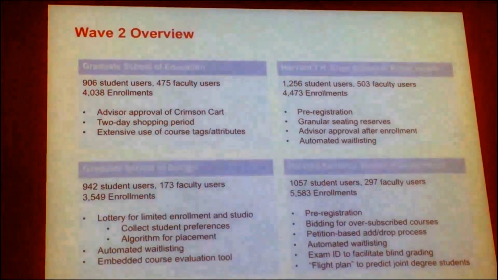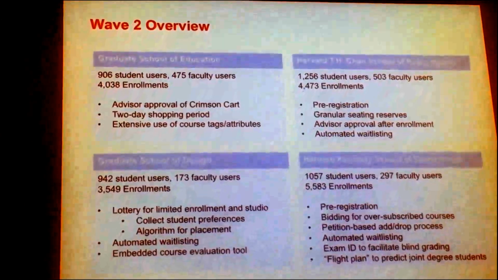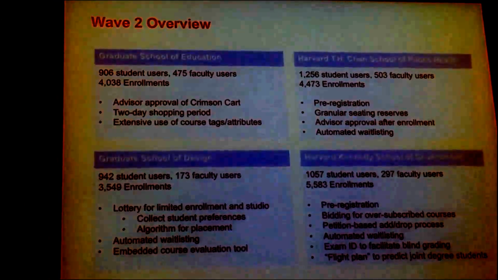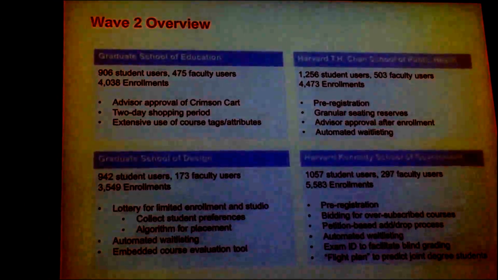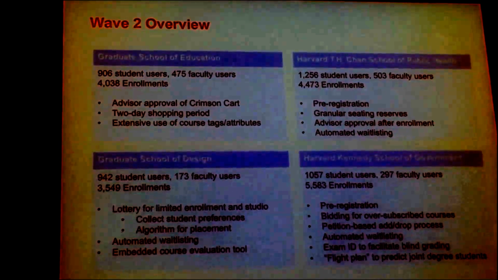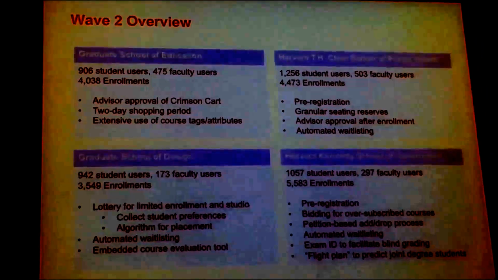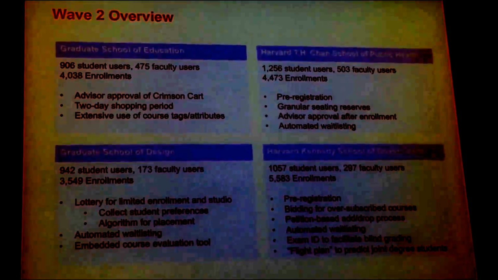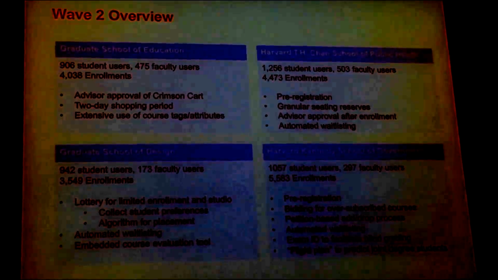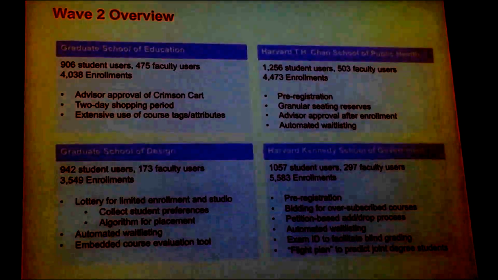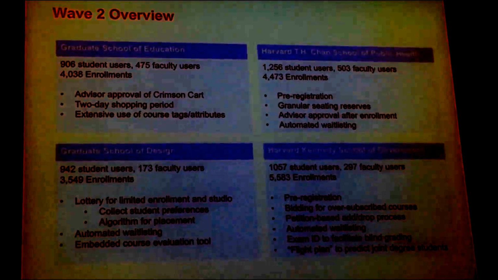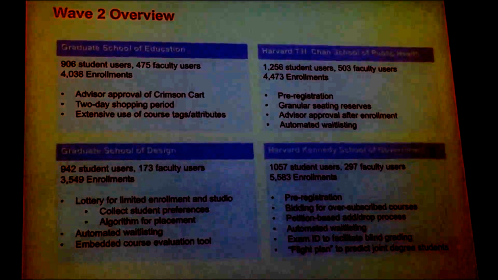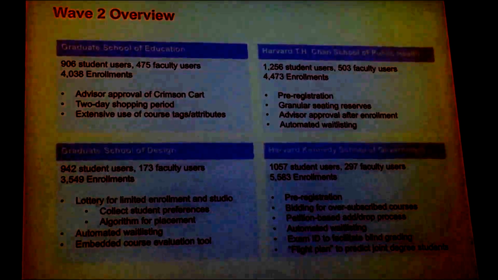Then we get into wave 2. So in wave 2, we had to bring in 4 new schools. Now remember, we've got FAS that just went live yesterday, and Divinity just went live yesterday, but we're going to start implementing these 4 new schools, and they have to all be live and able to enroll by September of 2016. So actually August in some cases.